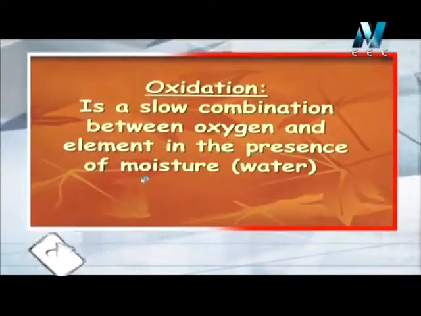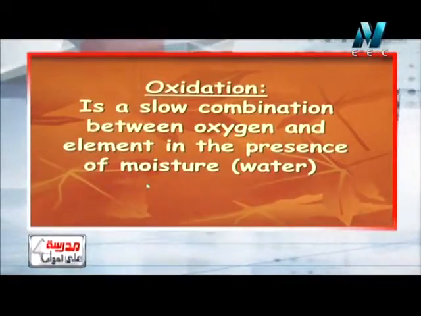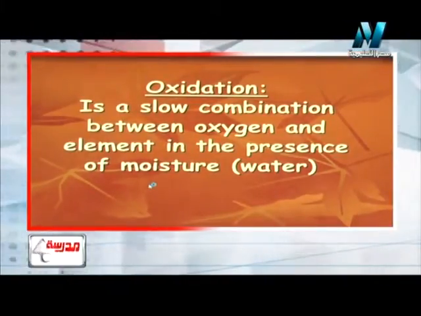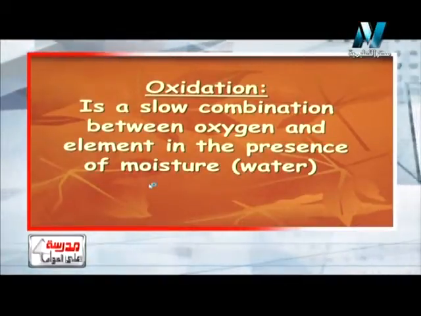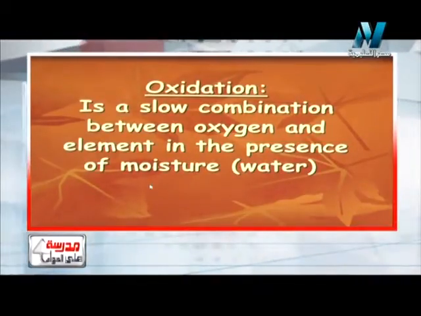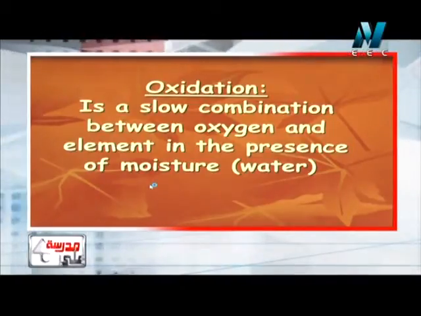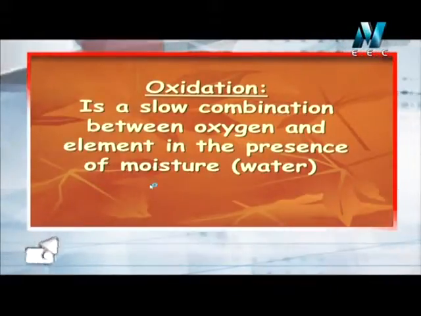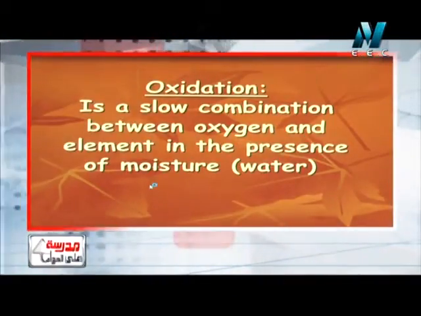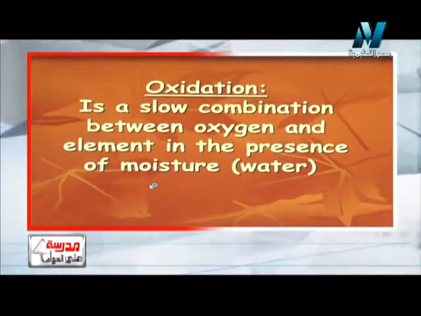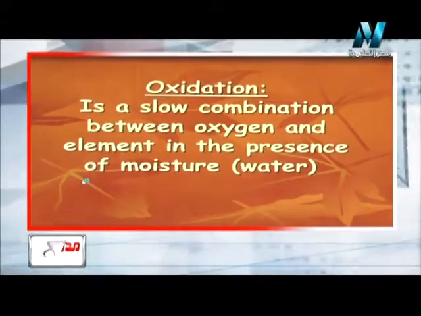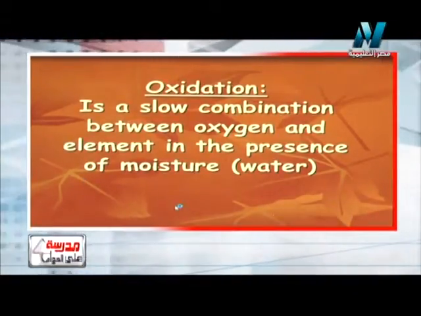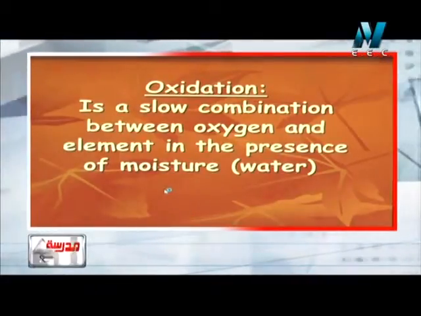So we can say that oxidation is a slow combination between oxygen and element in the presence of moisture or water. هو اتحاد بطيء زي ما احنا عارفين عشان يحصل صدى في الحديد بياخد فترة كبيرة جدا ممكن شهور أو سنين. That's about oxidation. هو ده الاتحاد الأولاني مع الأكسجين، هو اتحاد بطيء في وجود الأكسجين في وجود كمان الرطوبة عشان يكون حاجة اسمها rust أو الصدى.